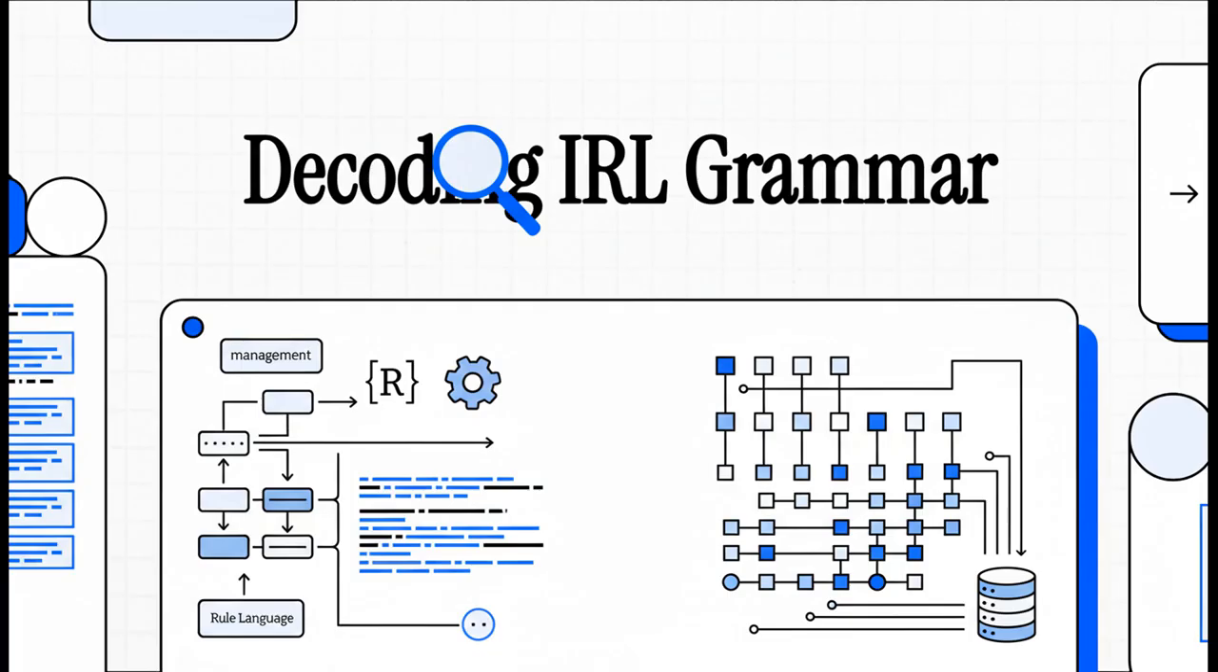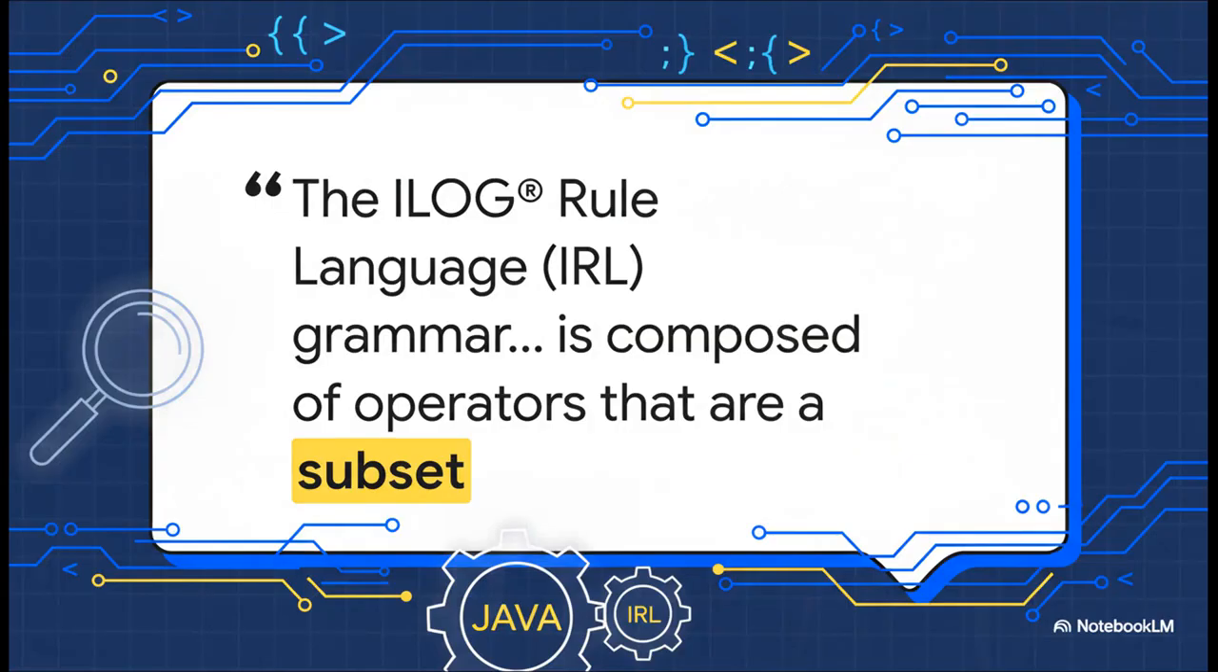Let's dive in. And here's the best news right up front, especially for all you developers out there. You are not starting from scratch. Seriously, if you have any kind of Java background, you've already got a massive head start. The official documentation says it right here: a lot of the operators in IRL are just a direct subset of Java's. That's a huge foundation to build on, which means getting up to speed is going to be so much faster.